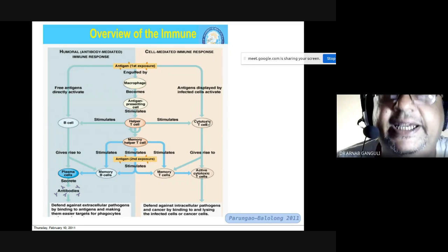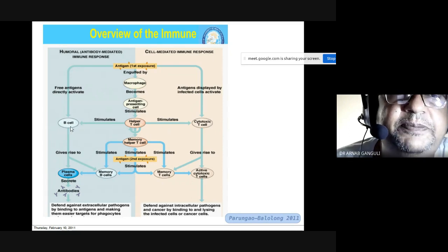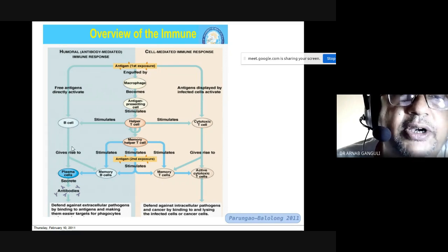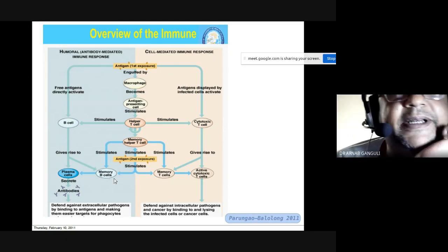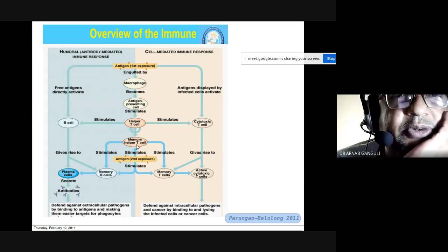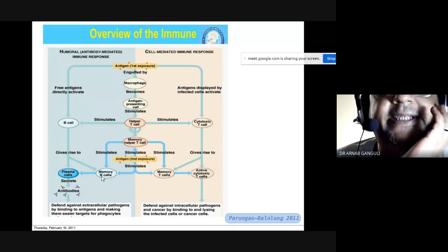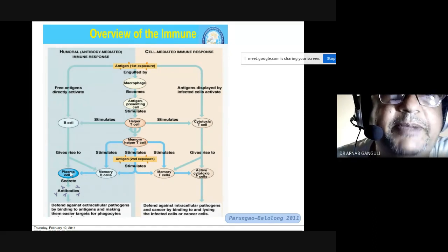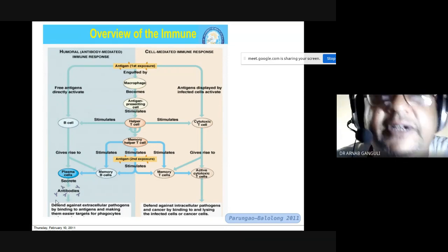Cytotoxic T cells attack, and B cells release antibody. Now these B cells give rise to plasma cells which secrete antibodies, and memory B cells which retain memory. Helper T cells then stimulate memory helper T cells, and they stimulate memory B cells, and they become plasma cells to secrete more antibody if there is a recurrence of infection again.